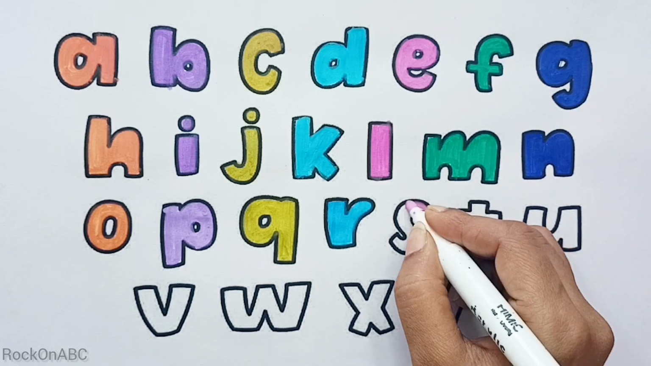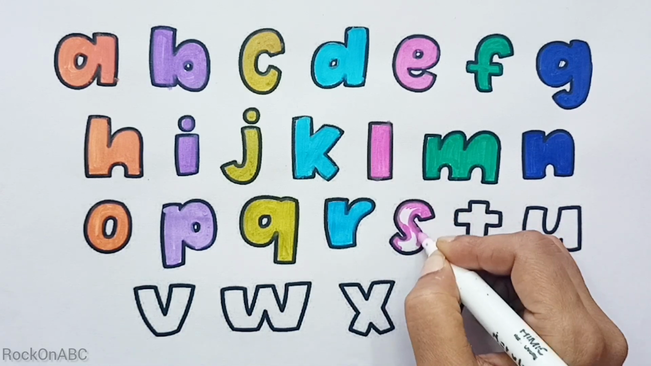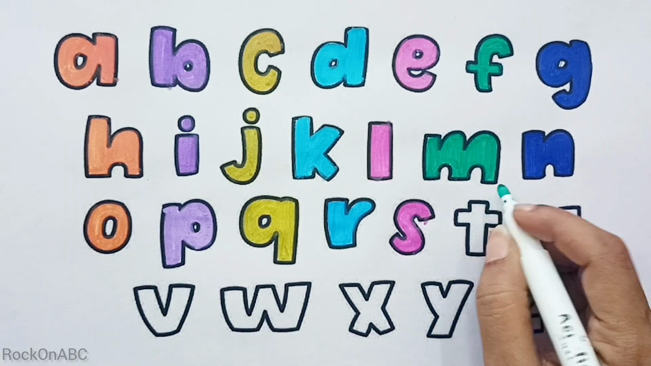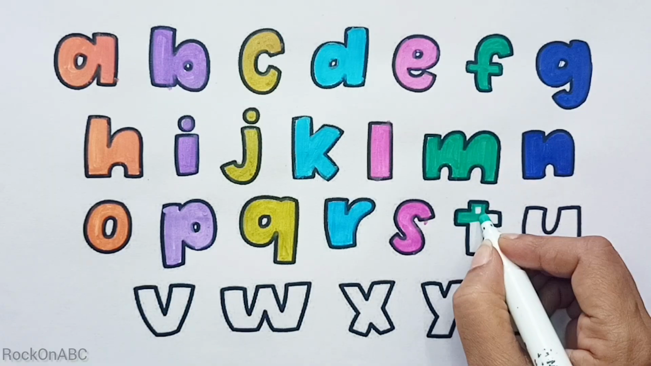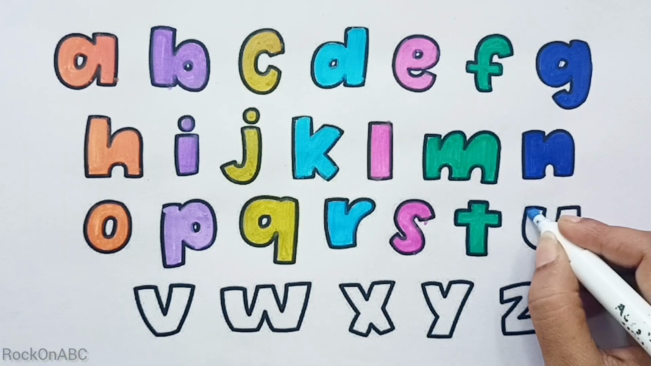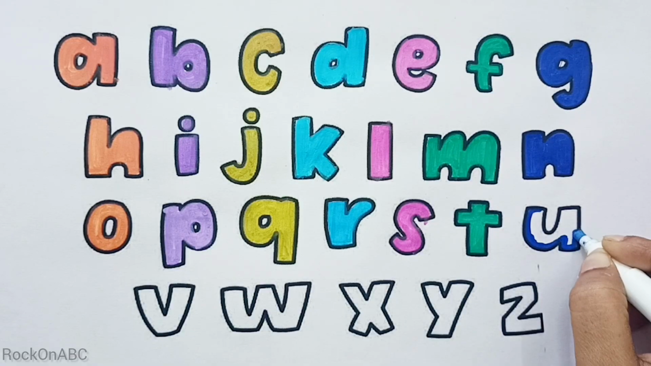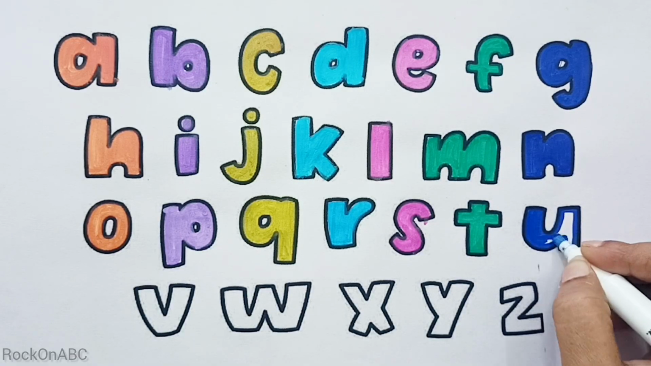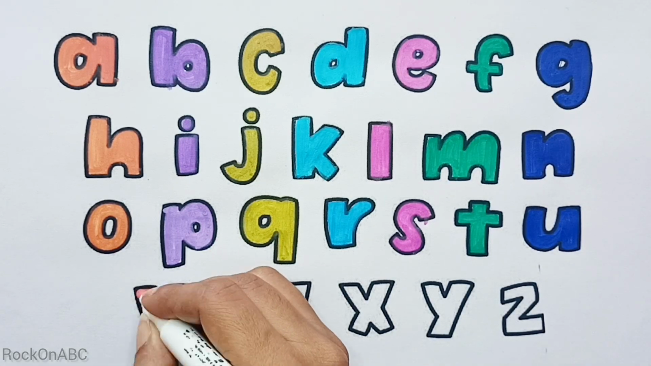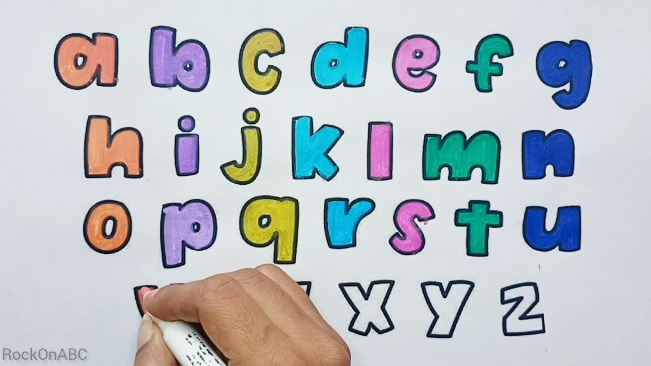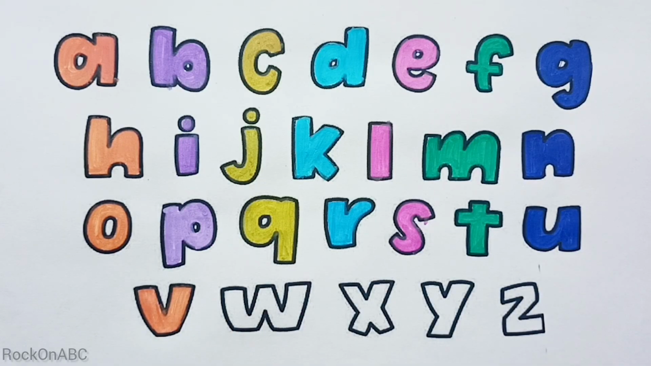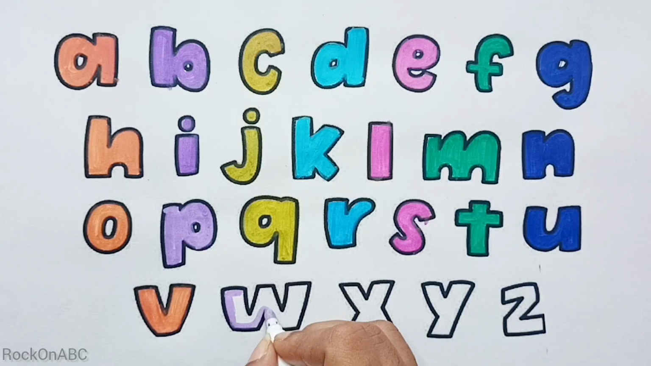S. S for snake. T. T for tomato. U. U for unicorn. V. V for van. W. W for whale.